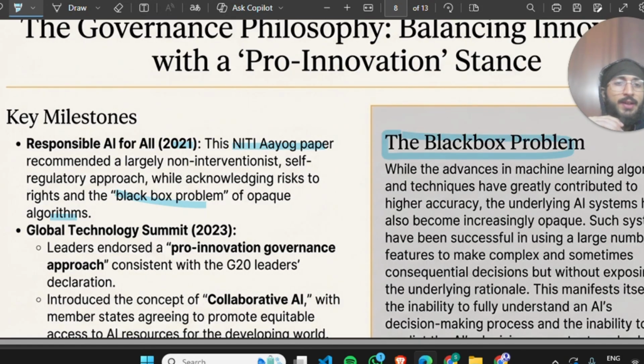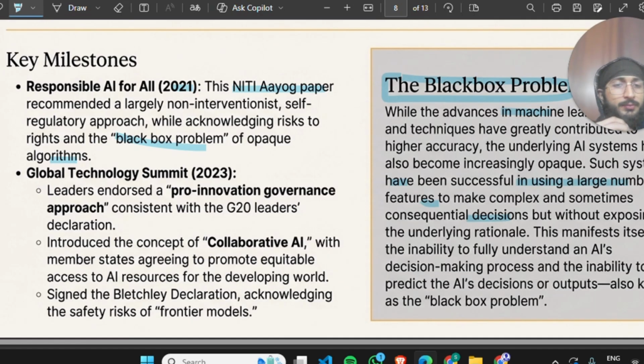First, let's discuss that. While the advances in ML algorithms and techniques have greatly contributed to higher accuracy, the underlying AI systems have also become increasingly opaque. Such systems have been successful in using a large number of features to make complex and sometimes consequential decisions, but without exposing the underlying rationale. This manifests itself as the inability to fully understand an AI's decision making process and the inability to predict the AI's decisions or outputs, also known as the black box problem. Basically, since it is opaque, the decision making process has become opaque. We are unable to fully understand the process that goes within the AI that is able to predict all these outcomes. That is the black box problem, right?